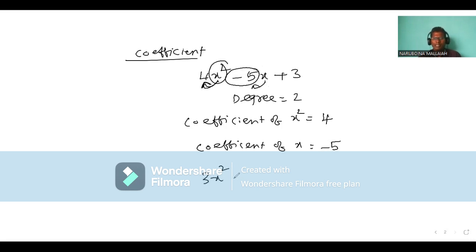One more example: 3x square plus 4xy plus 7x square yz. Now I am asking you the coefficient of y. See, here is y. Before this y, whatever is left together is considered the coefficient. So the coefficient of y is 4x.